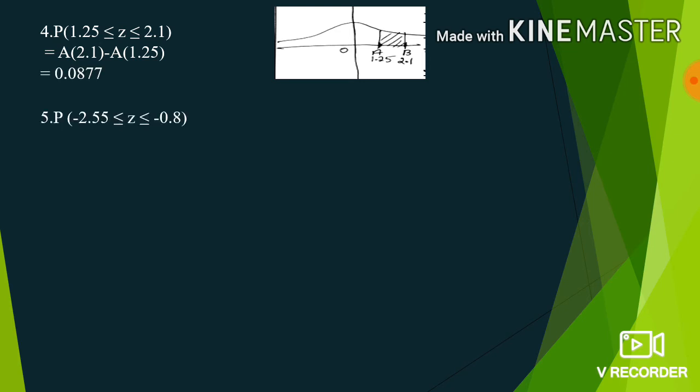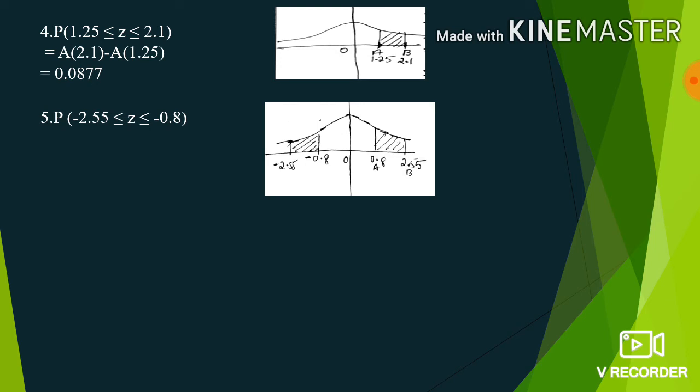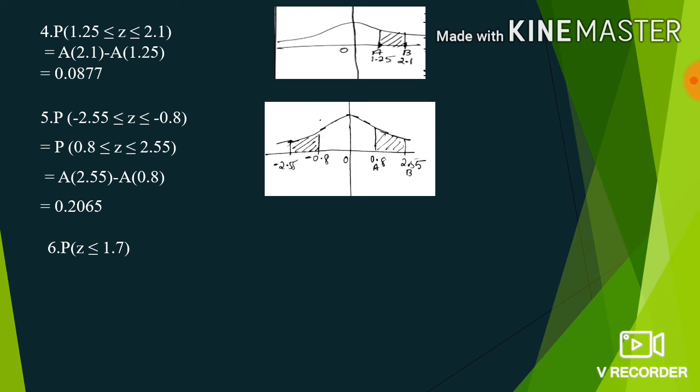Next, P of minus 2.55 to minus 0.8. Diagram, minus 2.55 to minus 0.8. The negative side is taken as a positive part; the negative part area is the same as the positive part area from 0.8 to 2.55. So we can write it as 0.8 to 2.55, which is A of 2.55 minus A of 0.8. Answer.